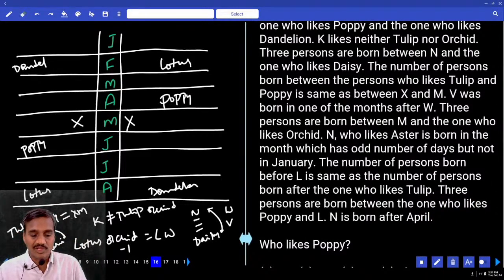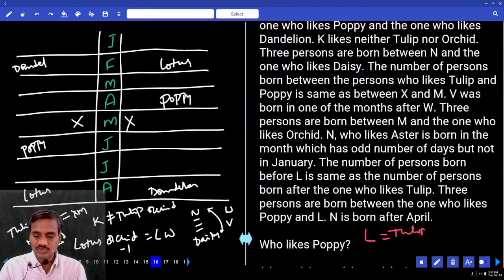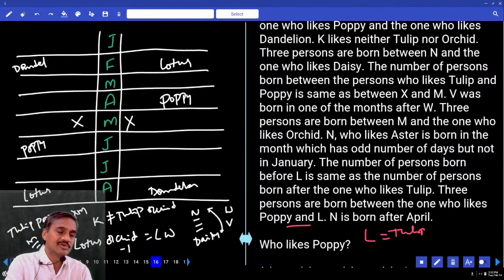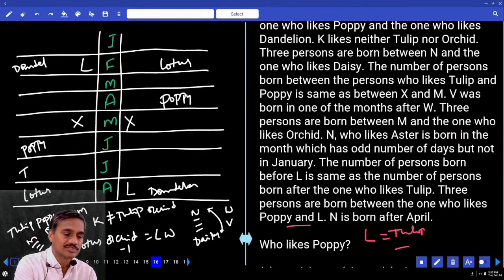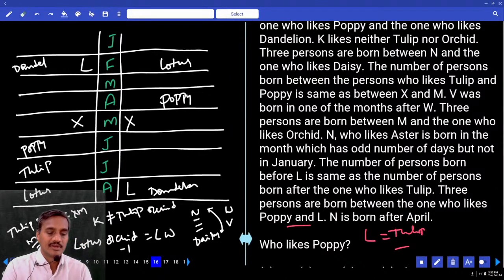Now before L and after tulip, they must be the same. And 3 persons born between poppy and L. Now between poppy and L there must be exactly 3 people. L is here. Now between L and tulip must be equal, so this must be tulip. Does it fit or not? Now L is here, so the one who likes tulip must be here. They must be equidistant.